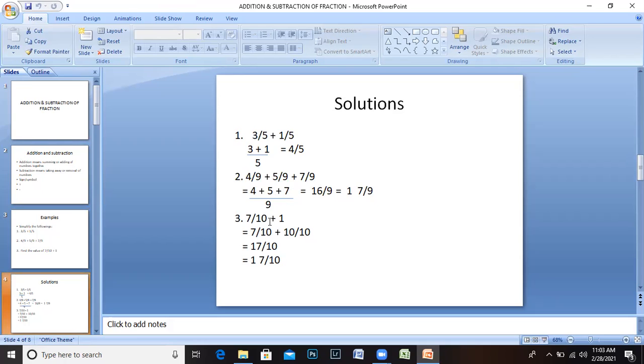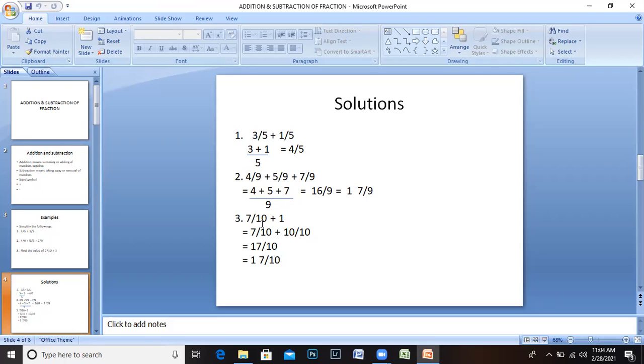Now look at example 3. Find the value of 7 over 10 plus 1. There are two things you can do here. You can solve it as 7 over 10 plus 1, where you make the 1 become 10 over 10, and that 10 over 10 still means 1. Do you get that?